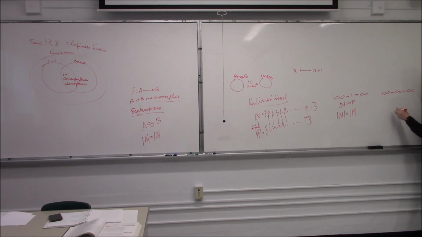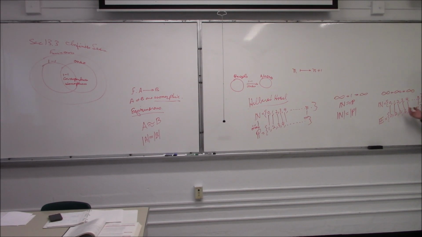What you did was, you had your natural numbers: 0, 1, 2, 3, 4, dot, dot, dot. These rooms were all filled. And then you have another set called the evens: 0, 2, 4, 6, 8, dot, dot, dot. And you made a one-to-one correspondence between this set and this set. 0 goes to 0, 1 goes to 2, 2 goes to 4, 3 goes to 6, 4 goes to 8, n goes to 2n.